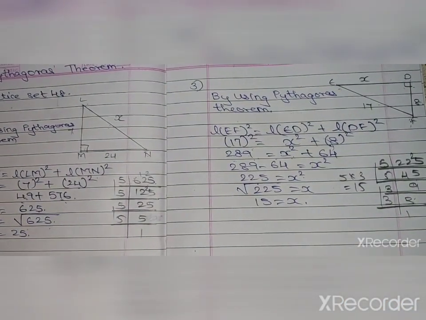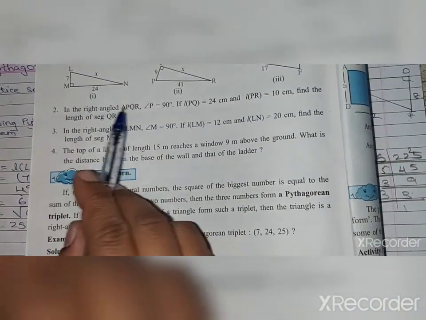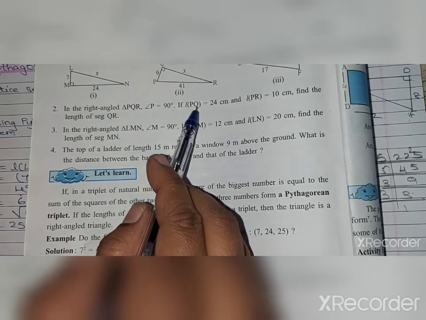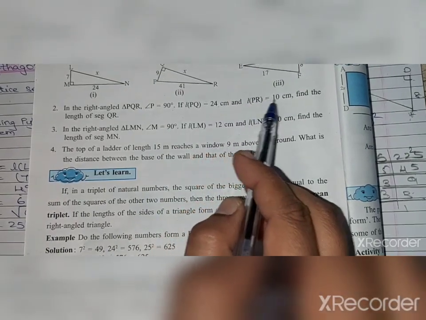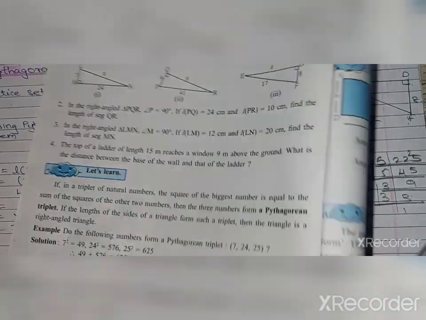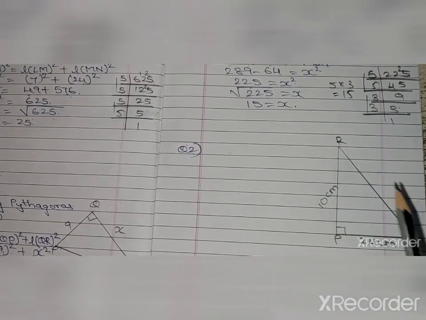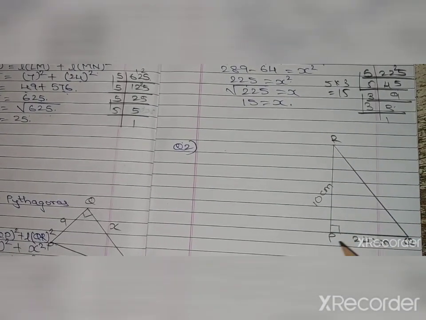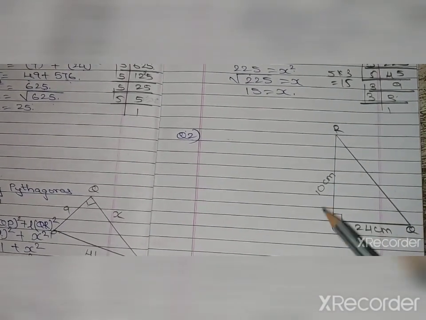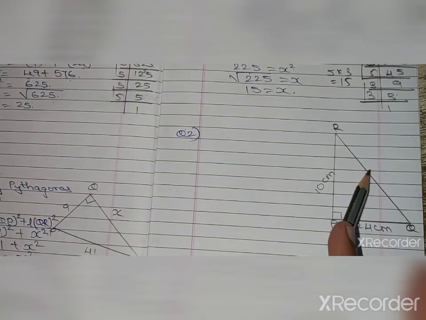Okay. Now second question. In a right angle triangle PQR, P is 90 degrees, PQ is 24 centimeters, PR is 10 centimeters. Find the length of segment QR. Now in triangle PQR, angle P is how much? 90 degrees. So the side opposite to 90 degrees is known as the hypotenuse. Which is that side? Yes, RQ. So we have to find the hypotenuse.